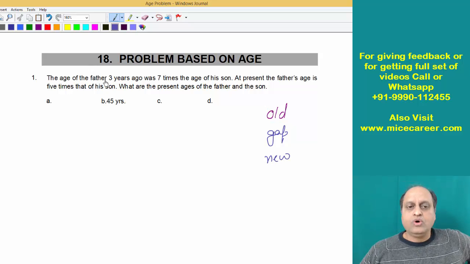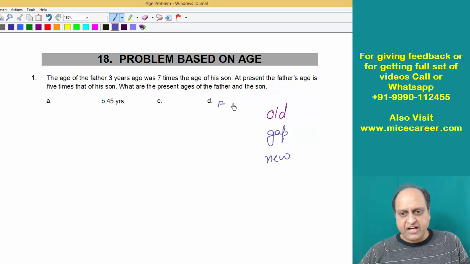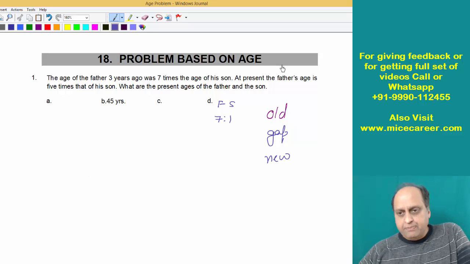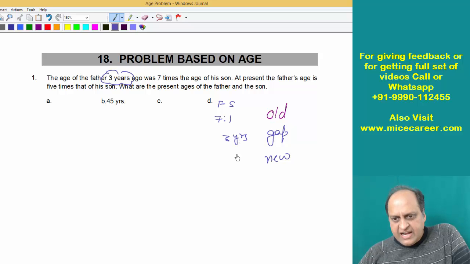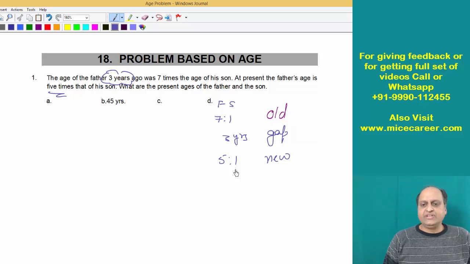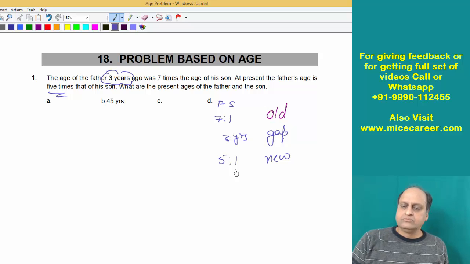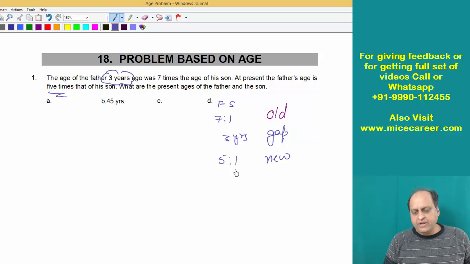3 years ago, the age of the father was 7 times that of his son. Father, son. So the ratio was 7:1. At present, the age is 5 times that of his son. So the gap is 3 years, and the new ratio is 5 times, 5:1. You need to know these 3 things: the old ratio of age, the gap, and the new ratio of age.